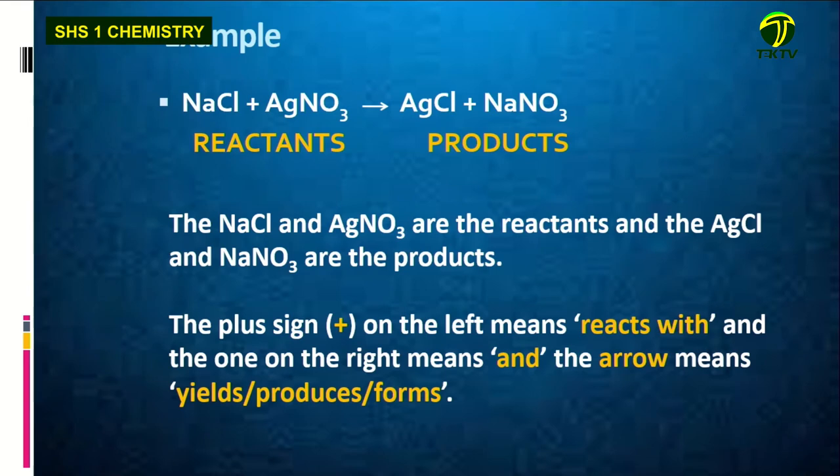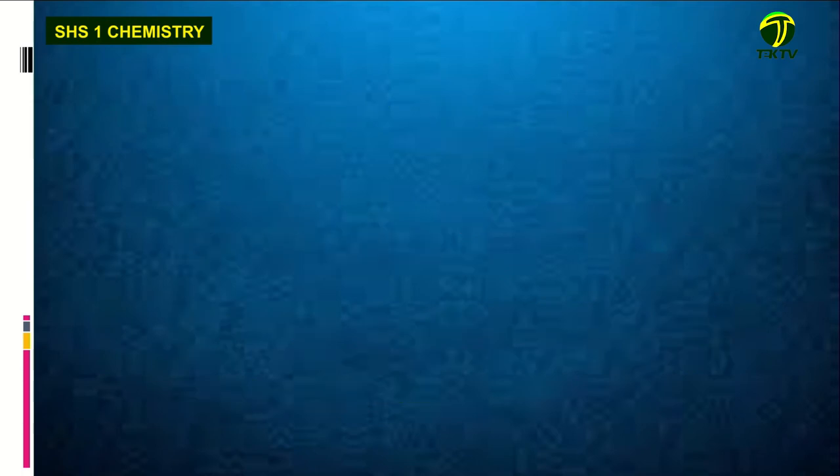Now, what is the meaning of the plus sign on the reactant side? It means 'reacts with'. And the plus sign on the product side means 'and'. And the arrow means 'yields' or 'produces' or 'forms'. So if you go back to the reaction, we can read: sodium chloride reacts with silver nitrate to form, or to produce, or to yield silver chloride and sodium nitrate. So when you see equations, I hope you can read them.